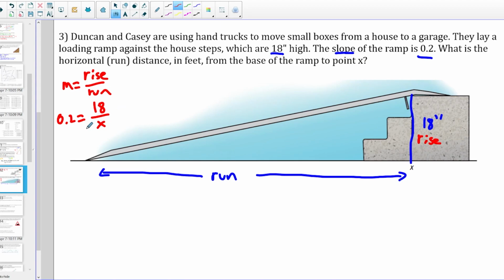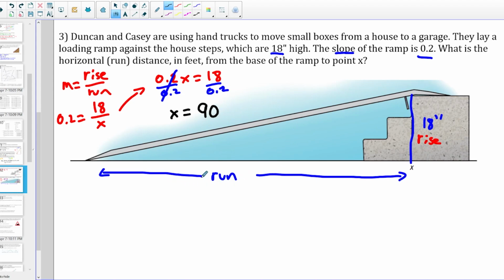So what we're going to do is solve for x. I'm going to multiply both sides here by x. And we end up with 0.2x is equal to 18. In order to solve for x, I'm going to divide both sides by 0.2. And I end up with x is equal to 90.